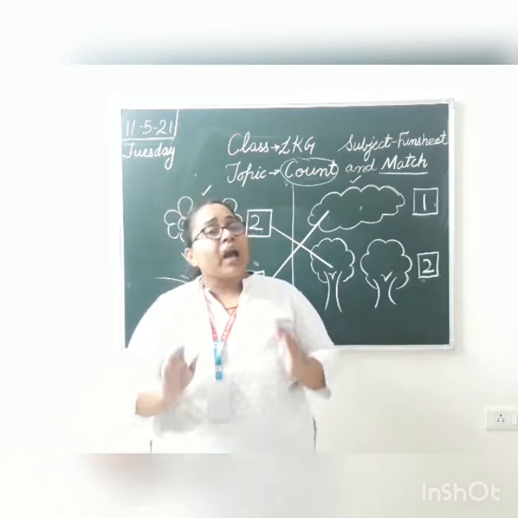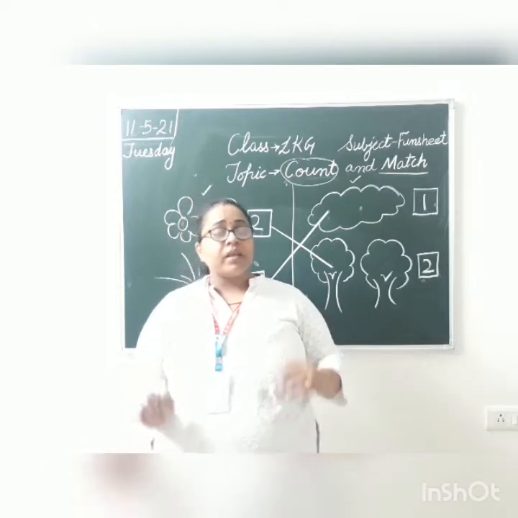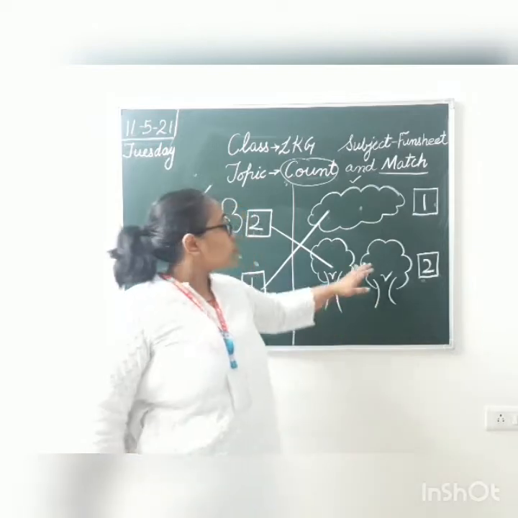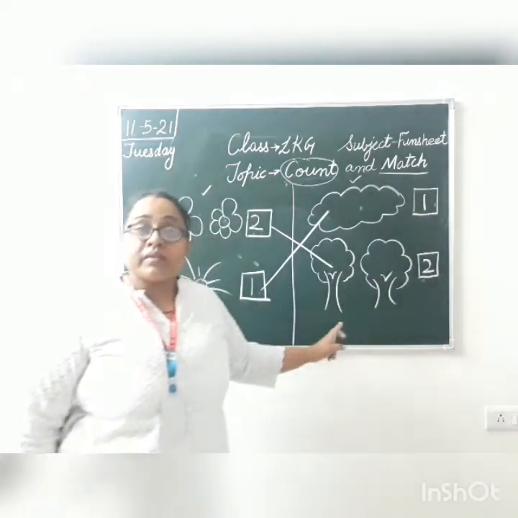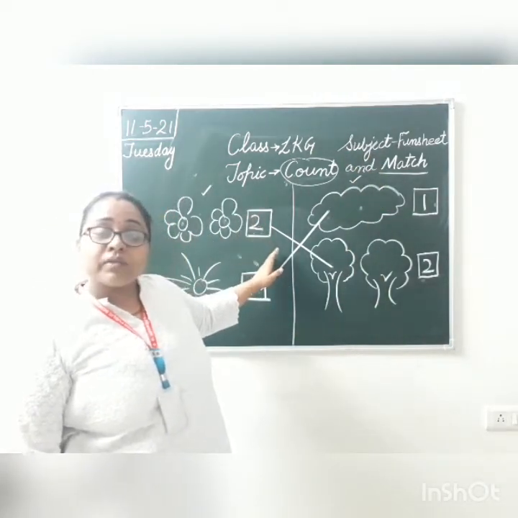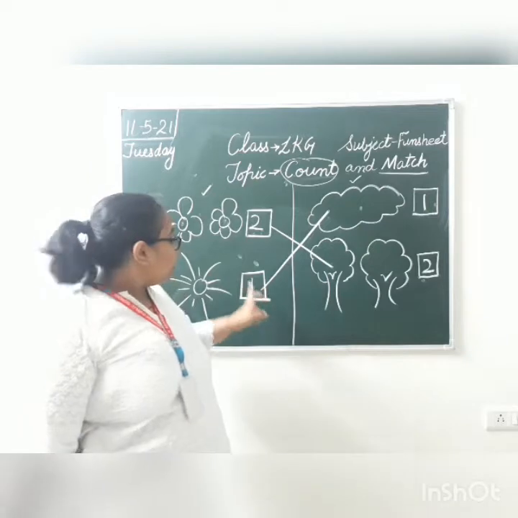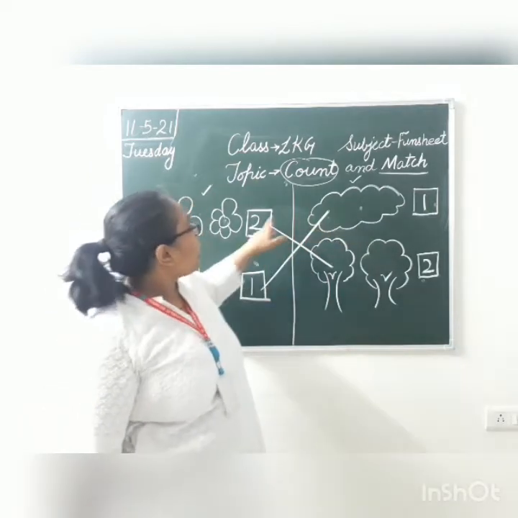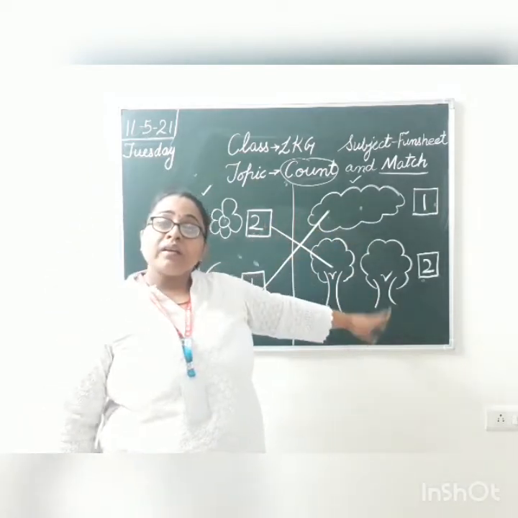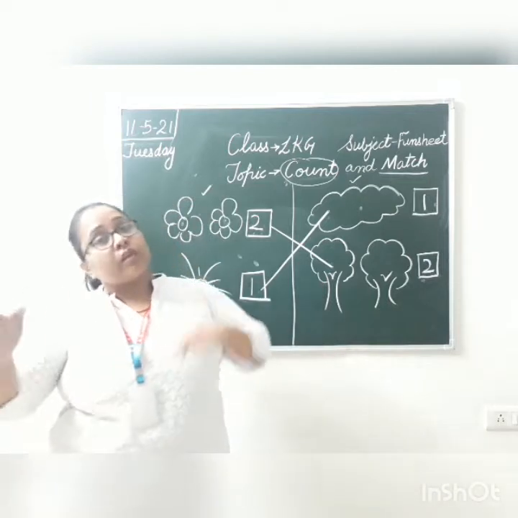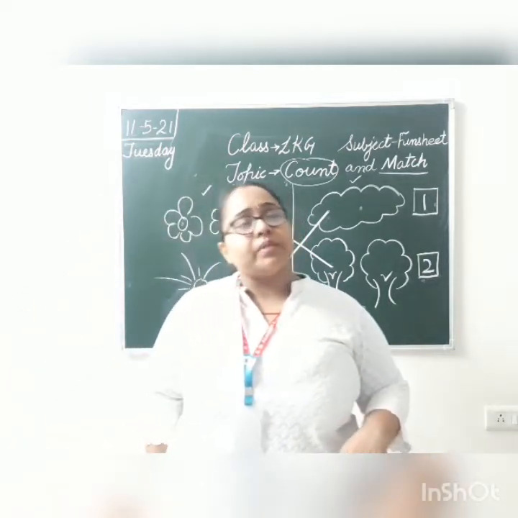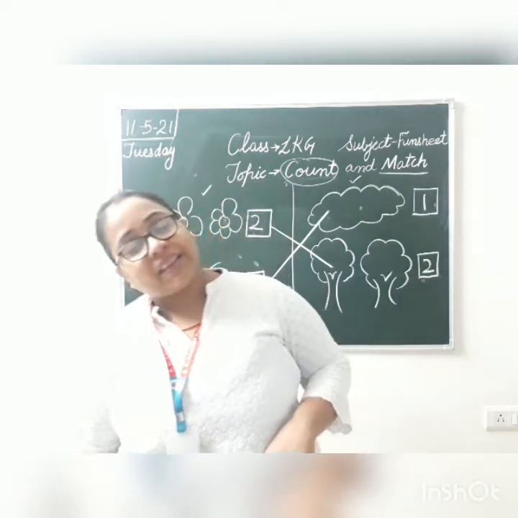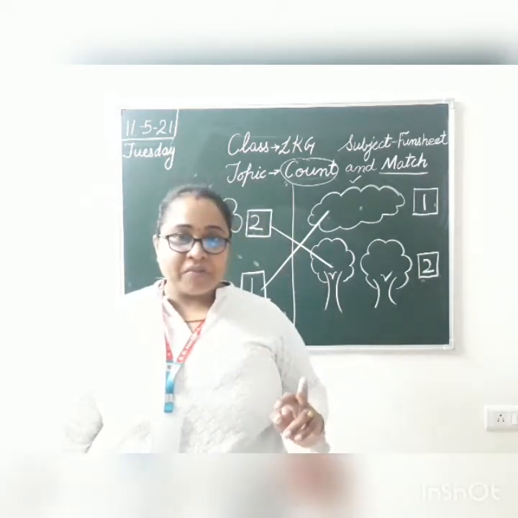Done. And after counting the objects, हमने क्या किया? We have to do match. जो similar numbers हैं, because this is your maths work, तो जो same numbers हैं, 1 से 1 को match किया, 2 से 2 को match किया. As it is, 3 से 3, 4 से 4, जितने भी ऑब्जेक्ट्स दिए जाते हैं, हम उनको आपस में मैच करते हैं like this. Clear everyone?